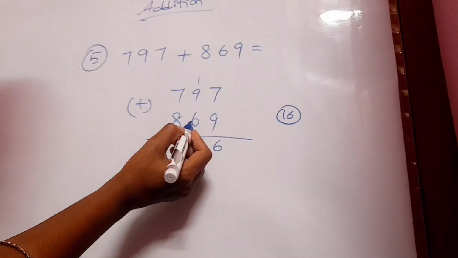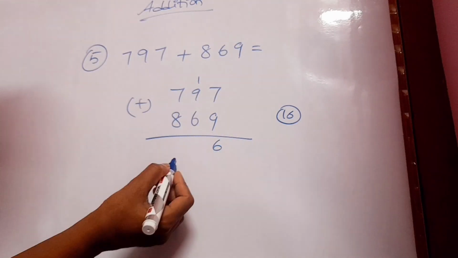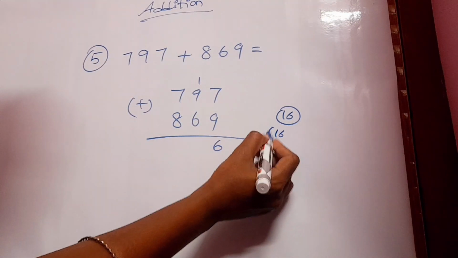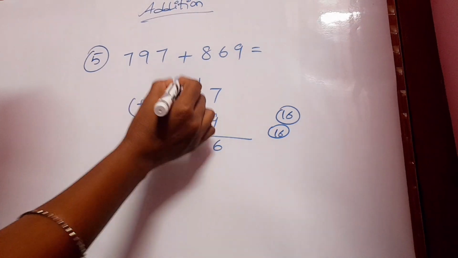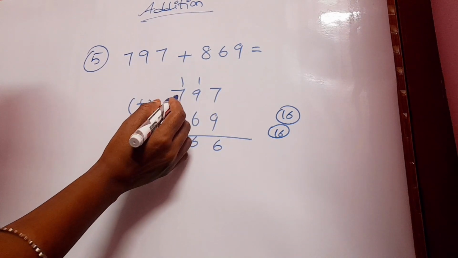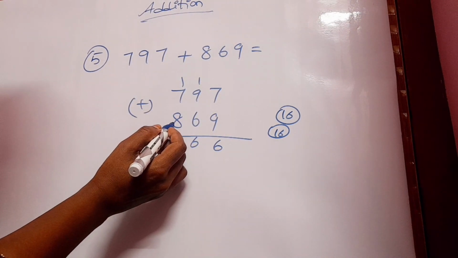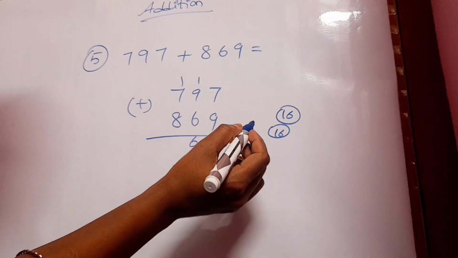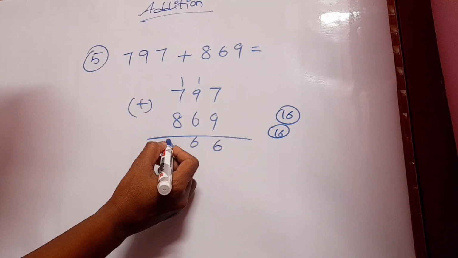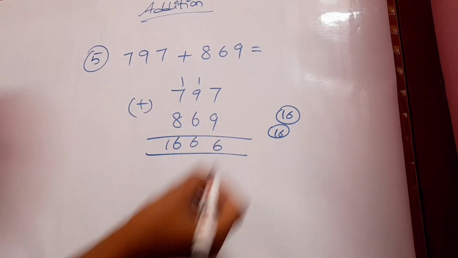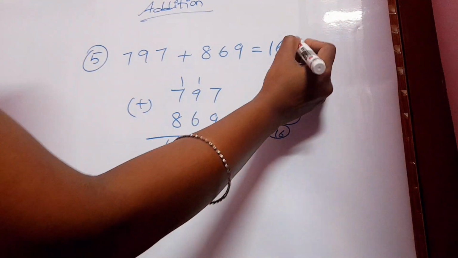9 plus 6, 15. 15 plus 1, 16. 6 will be here and 1 will be at the top. 7 plus 8, we get 15. 15 plus 1, 16. Answer is 1666.